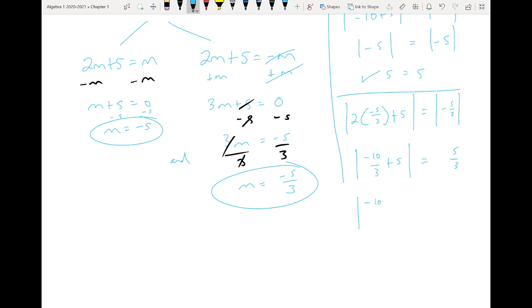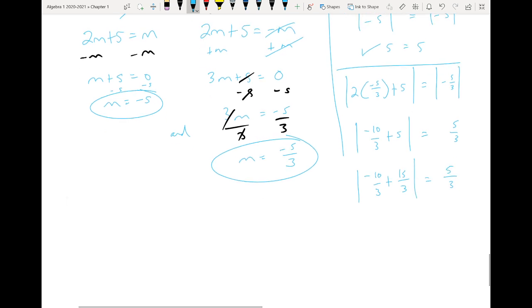Negative 10/3. Well, we have to add. Remember, how many thirds would 5 be? And it would be 15/3, because this is how I'm going to have to do my adding and subtracting fractions, critical step, right? So make sure you're able to do that, combine these guys, and it's going to give me absolute value of 5/3 is equal to 5/3, or 5/3 is equal to 5/3. So this guy also checks out. I'm going to show you guys where it doesn't, okay? We're going to have an extraneous solution right here as we move forward.